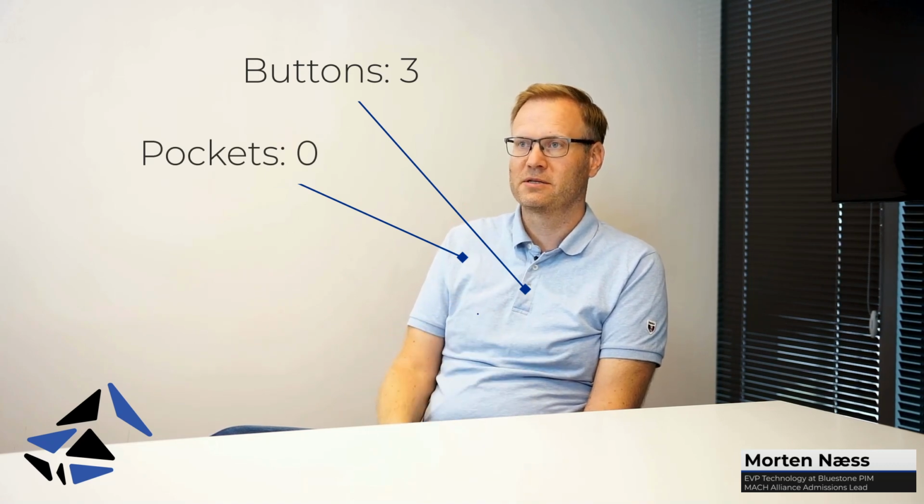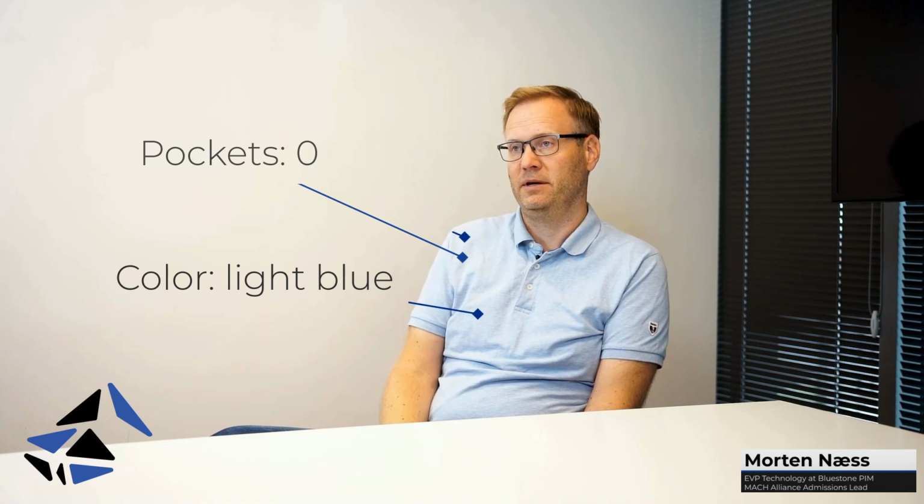So by analyzing a picture, for example, it can see how many buttons this shirt has, it can see if you have any pockets, it will see the color and stuff like that. So basically it's enriching automatically.